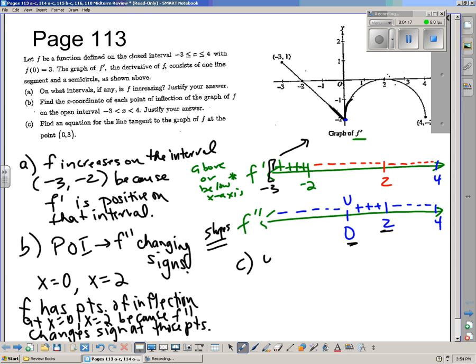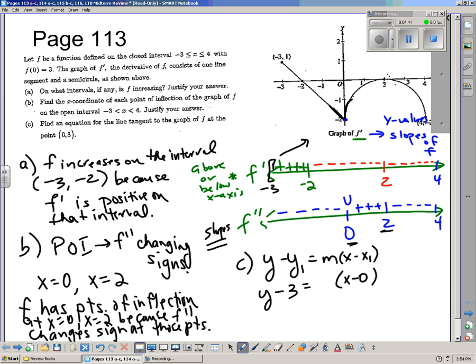Part C asks, find the equation of the line tangent to the graph of f at the point 0, 3. So we have our equation of the tangent line. It looks like this. The point 0, 3, we can type in y minus 3 equals the slope times x minus 0. And now we need to find the slope. But we were given a graph of f prime. So the y values of this graph are the slopes of f. So when x is 0, the y value, the slope, would be -2. So I can put that here. And then technically, you're done.